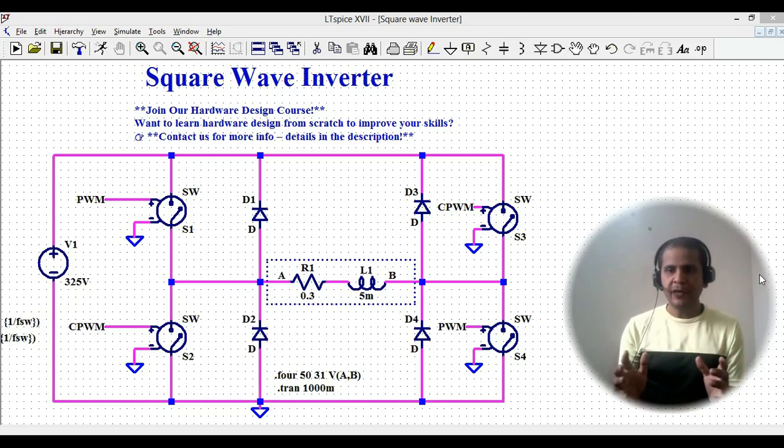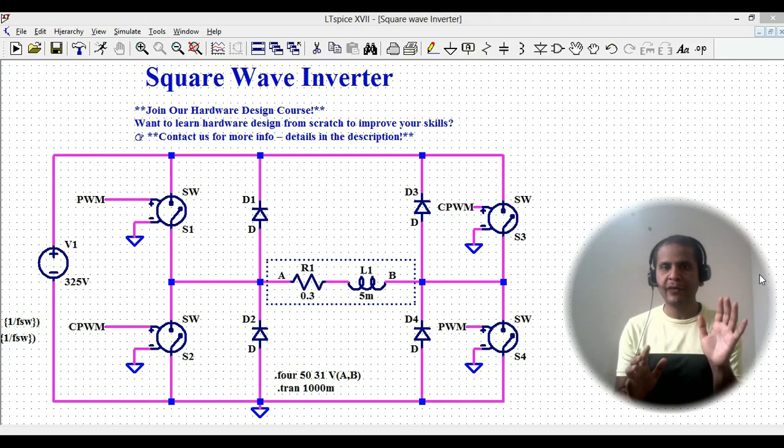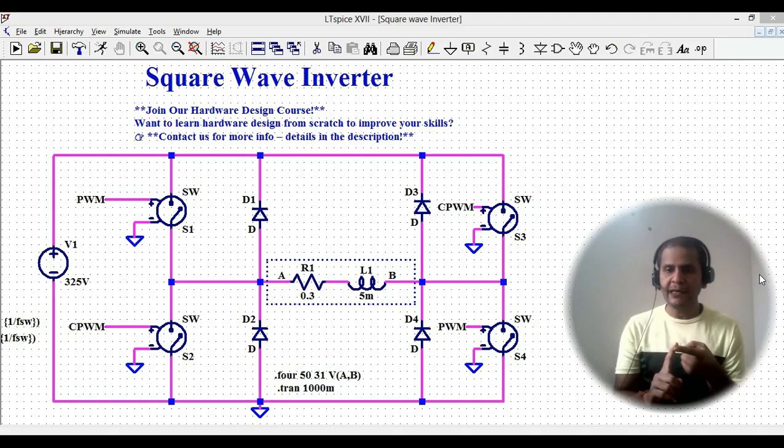So today we are going to understand about the design and simulation of square wave inverter. How you are going to design and how you are going to simulate the square wave inverter in LTspice, okay? And then later I'm going to run the simulation and I'll show you the FFT, the fast Fourier transform, okay? I'm going to show you.